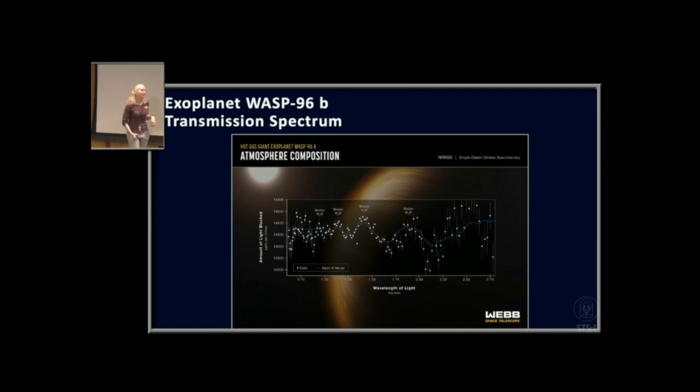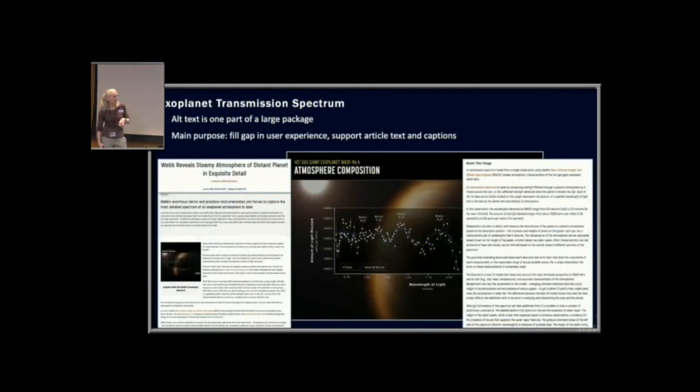What is this? This is basically a graph that's showing us what this atmosphere is made of, or some of the components, and it's basically telling us that there is water in this atmosphere, okay? But the graph has a lot of information on it, and we needed to figure out how to communicate that.